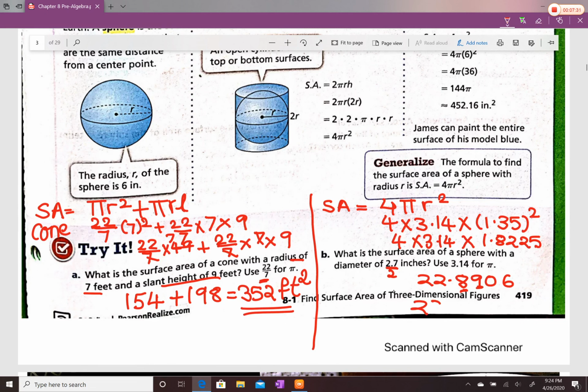Now here this 9 will round up. So my answer is 22.9, and the unit of measurement is inches squared. So this will be my answer for this question. I've shown you step by step: after this step, this, then this. But first, when the diameter is given, make sure you find the radius, and half of the diameter is the radius. So you divide the diameter by 2.